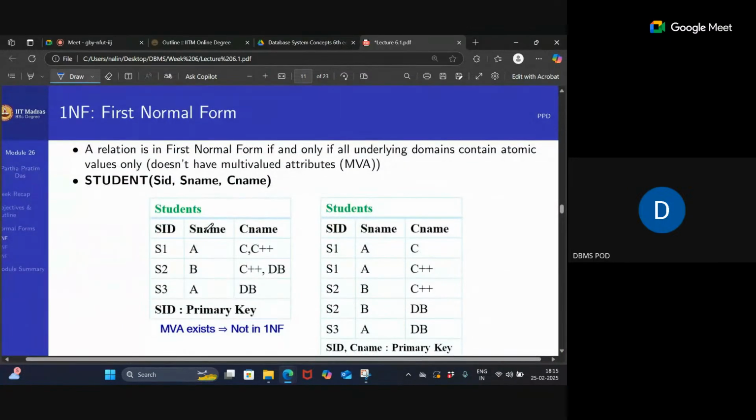So what is first normal form? I think you all know, right? Anyone of you can please describe what is first normal form?